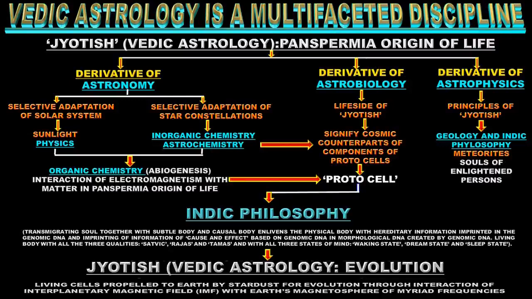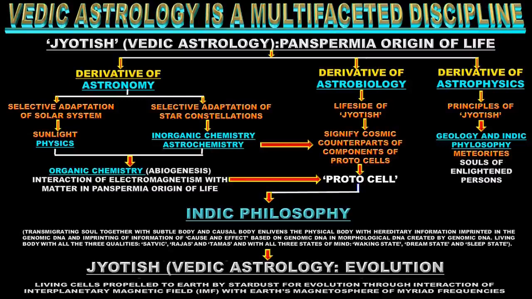The derivative of astrobiology, astrology is the life side of Jyotish, signifying cosmic counterparts of components of protocells, and derivative of astrophysics, the principles of Jyotish owe their basis to astrophysics. Geology and Indic philosophy describe meteorites, which are the souls of enlightened persons.